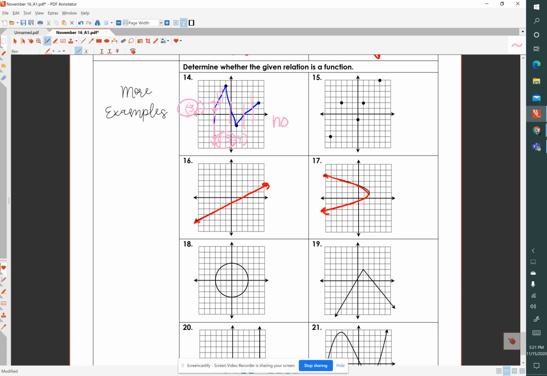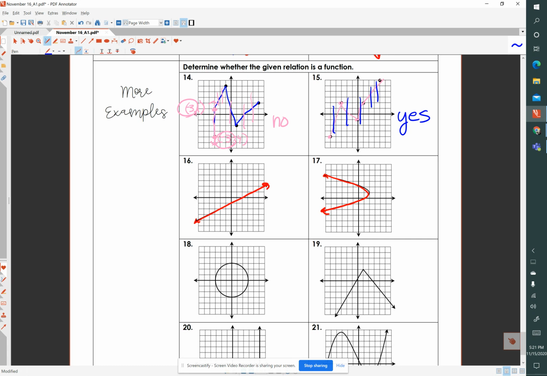So if we look at this next graph, we have a point here, here, here, here, and here. If we were to connect those lines, no matter where we drew our vertical line, it would only pass the graph at one point. Remember, it's a vertical line. So yes, this is a function.